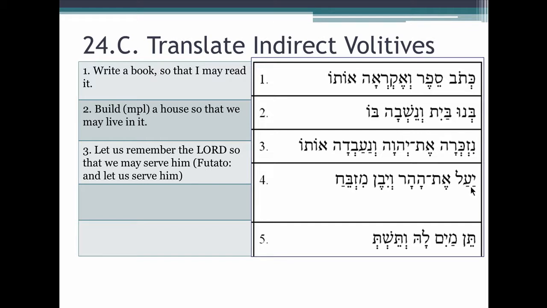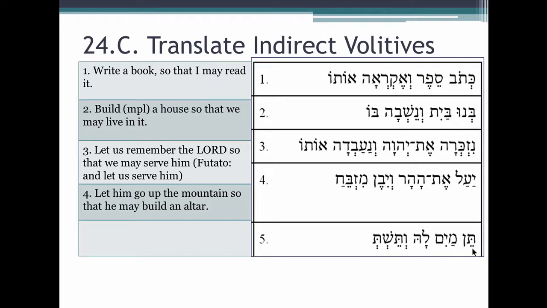So let him go up to the mountain, or go up the mountain, and then we have vav and then another shortened form, another volitive form, so that he might build an altar. So let him go up the mountain so that he may build an altar.